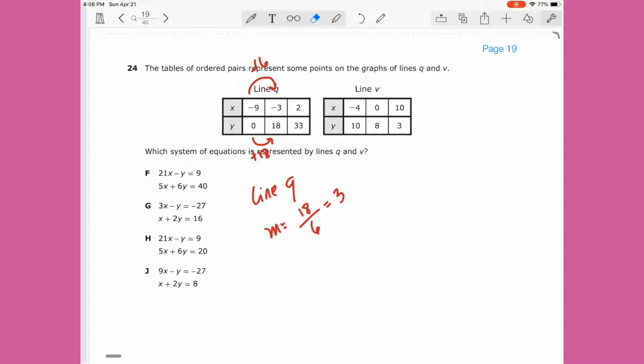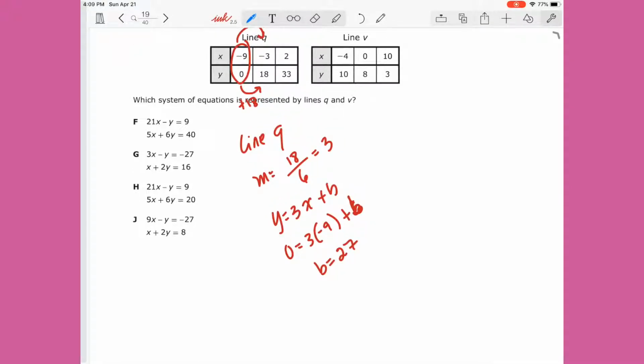And my y-intercept is when x is equal to 0. So I don't really have an x equal to 0 there, but I can easily make one. So this is going to be y is equal to 3x plus b. I'm going to use this point here because y is equal to 0. So that's going to be 0 is equal to 3 times -9 plus b. So 3 times -9 gives me -27. So then that gives me b is equal to +27. So my equation for line Q is going to be y is equal to 3x plus 27.